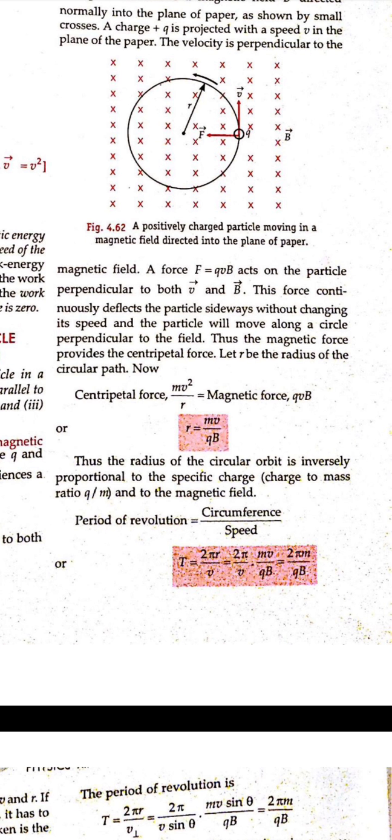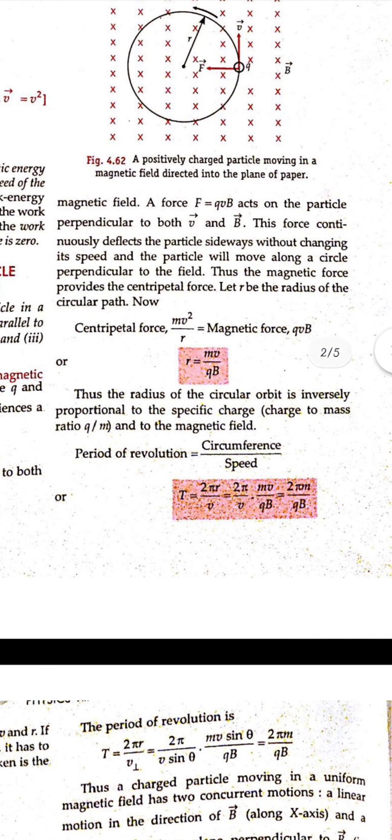So the value of r will be mv upon qB. We can say that the radius of the circular orbit is inversely proportional to the charge to mass ratio, q by m, and to the magnetic field.